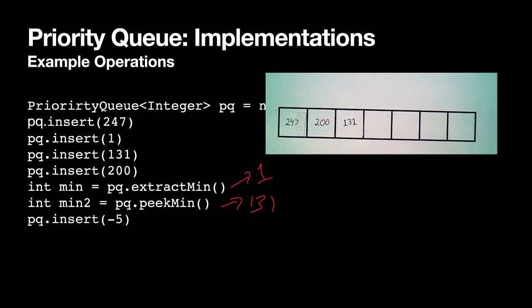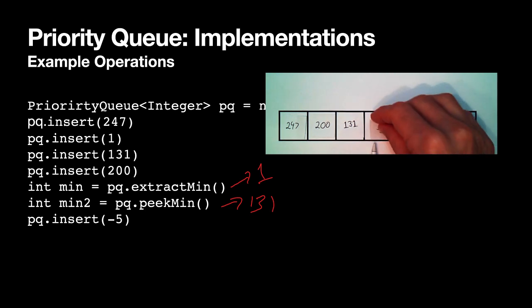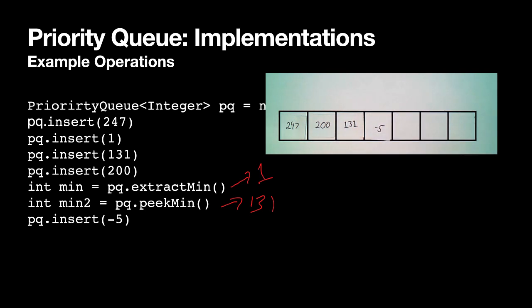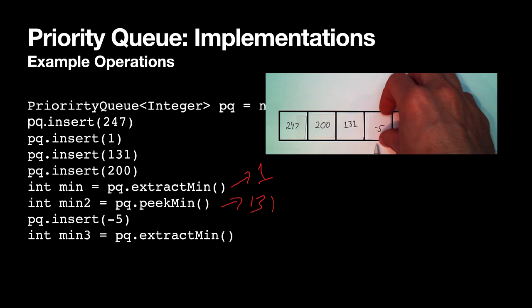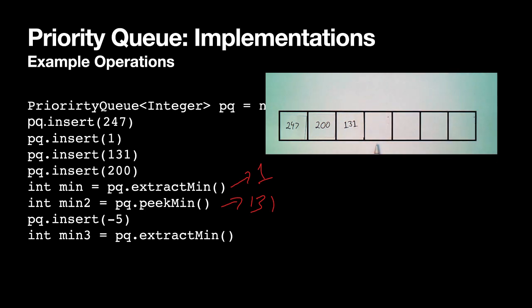Next, we'll insert -5. Again, we'll start at the beginning. We'll see that -5 is after 247, again we're sorting in descending order. It's after 200, it's after 131, and I've hit a free space, so I'll go ahead and put the -5 in. Next, we'll do an extract min. Again, we just start at the last available item in our priority queue, and we extract and return it. So we'll remove and return the -5.